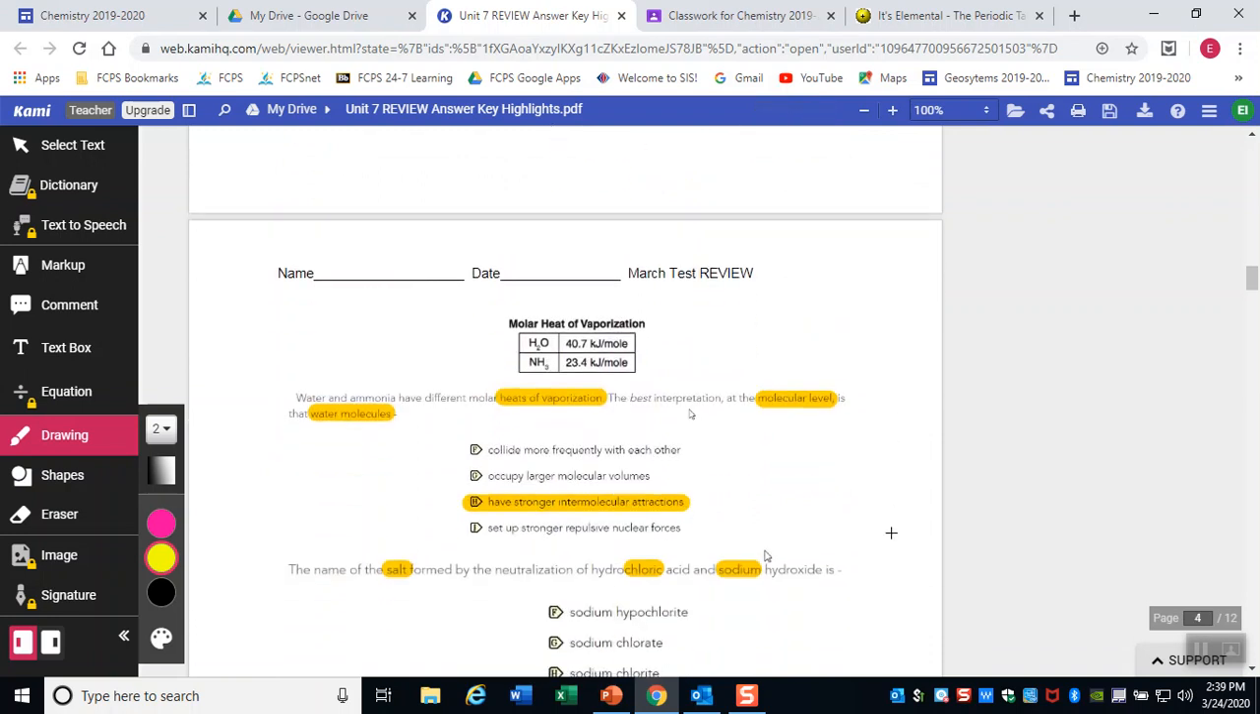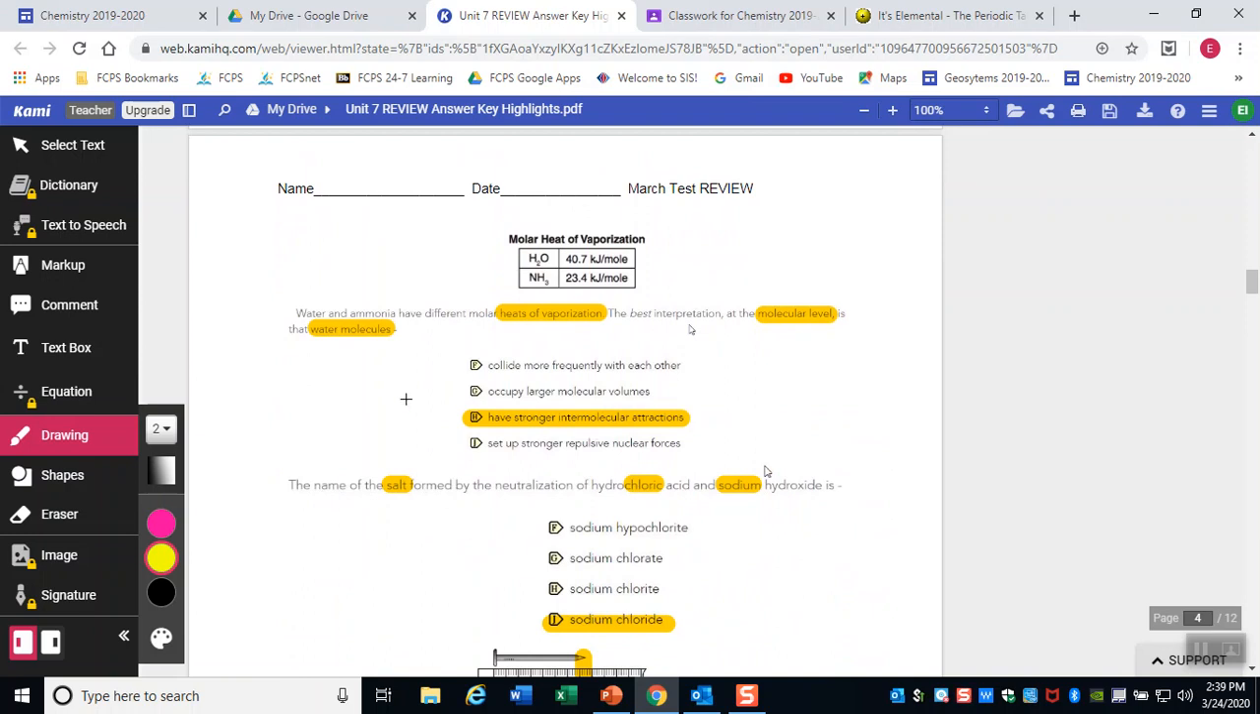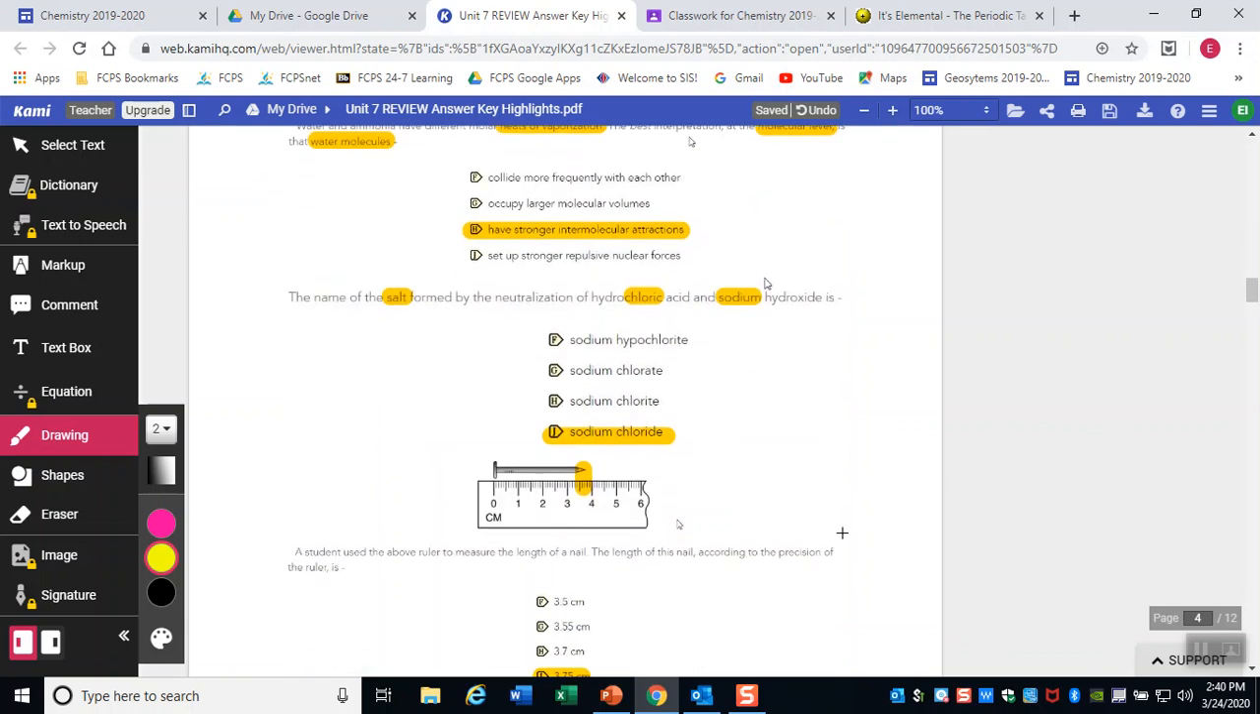All right. So we've got heats of vaporization. So that's where it goes from liquid to a gas, right? So at the molecular level, if something's going from a liquid to a gas, and it takes more energy, right? The water, it takes more energy. It takes 40.7 kilojoules. This is energy compared to the ammonia. So it takes more energy. That means it has a stronger intermolecular attraction if it takes more energy to break those bonds, those attractions.